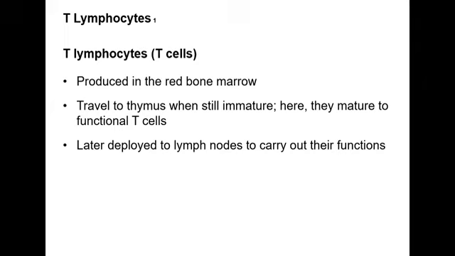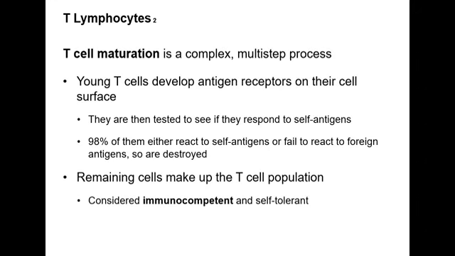So we'll start with the T lymphocytes again. These are produced in the bone marrow, but they're going to travel to the thymus to mature. And when they are maturing, basically what's going to happen is these T cells will develop receptors on the surface of themselves, of their cell membrane. And those receptors are going to be specific to antigens, different antigens that you might encounter throughout your life.